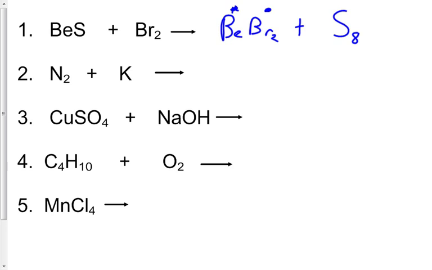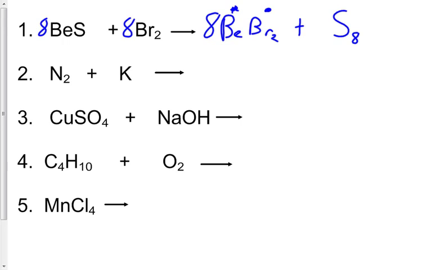Then we have to balance the whole thing. Start with the thing in the biggest number, that's sulfur, so we need an 8 over here, so we need 8 berylliums and 8 bromines. So that one's out of 3.